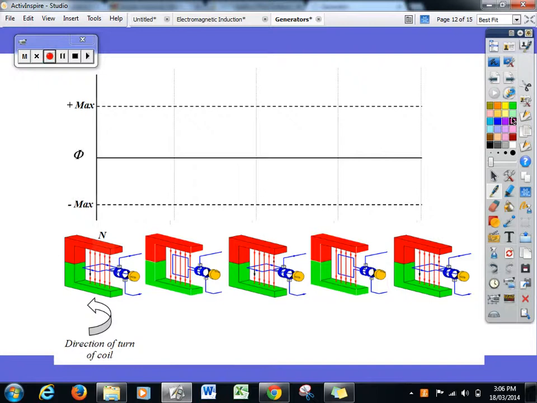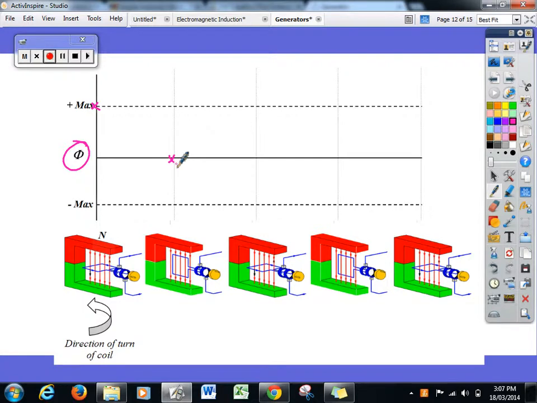Looking at the diagrams here, these diagrams are on page 22. Firstly, we are looking at flux. Here, through this coil, the coil is horizontal. Are the lines of flux fully going through? Yes, so we have maximum flux. So I'll go for a little X there.